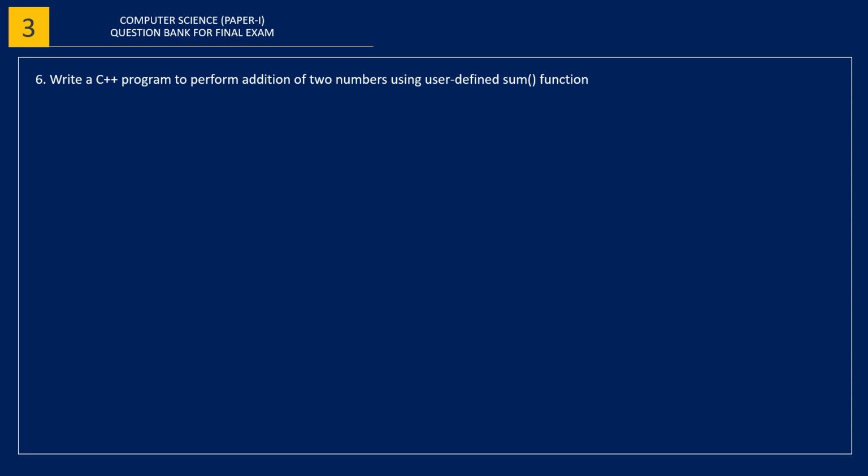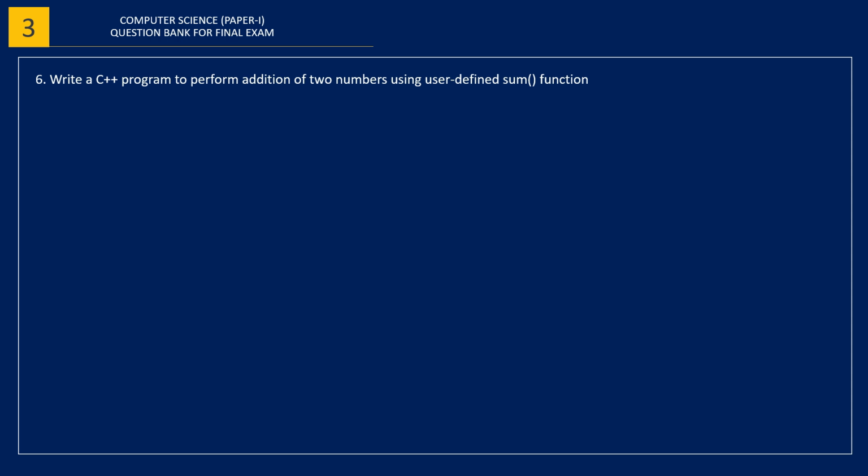Let's understand question number 6. Write a C++ program to perform addition of two numbers using a user-defined sum function. Now we know that addition of two numbers means we need to add two numbers or two variables, a plus b, and we have to display that addition. Then what is this user-defined function, which is called sum?